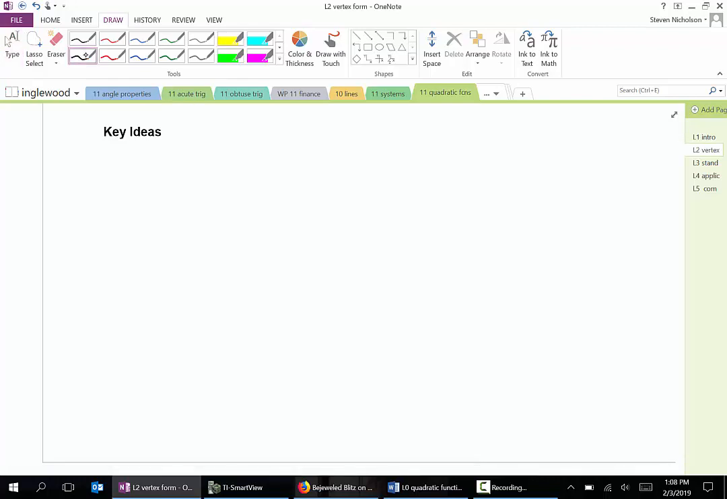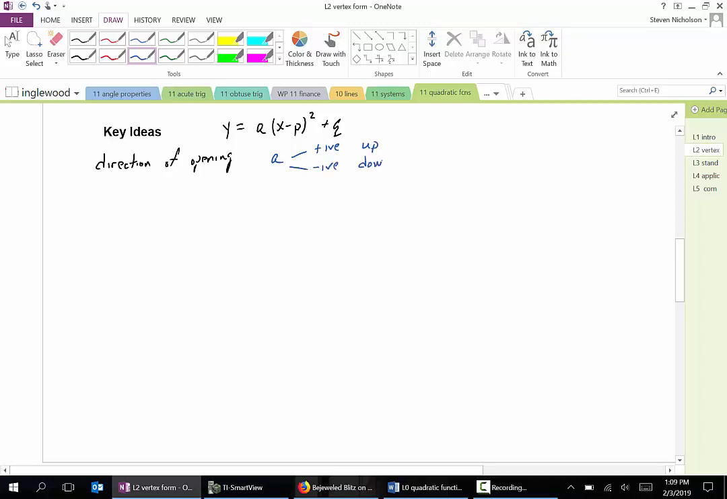So our key ideas, again, in this one example, is we have to determine those things like direction of opening. And direction of opening in y equals a(x minus p) squared plus q, okay, direction of opening is the letter a. That letter tells us, is it going to open up? If a is positive, it opens up. If a is negative, it opens down. So that's very important.